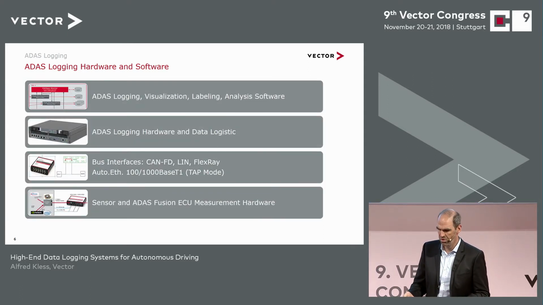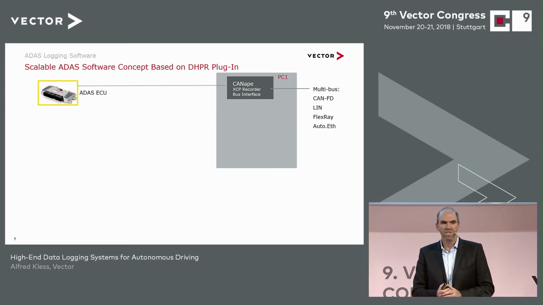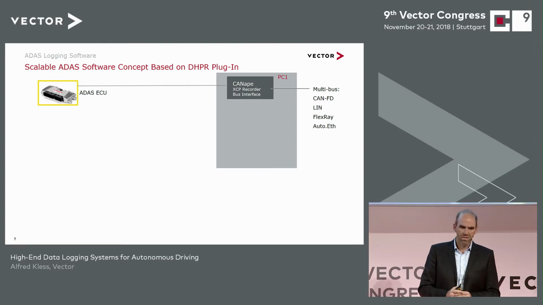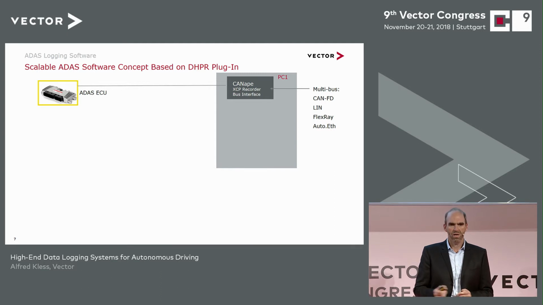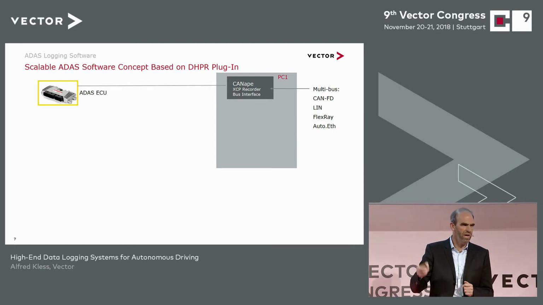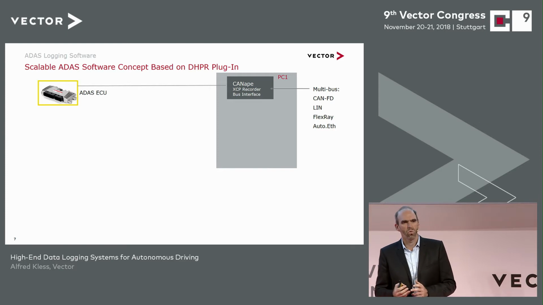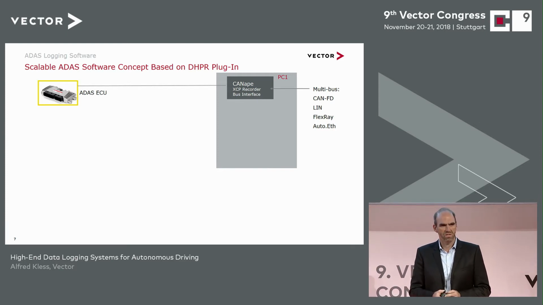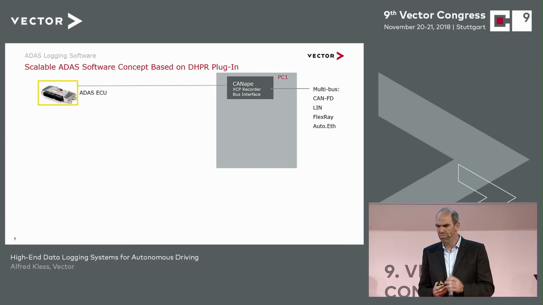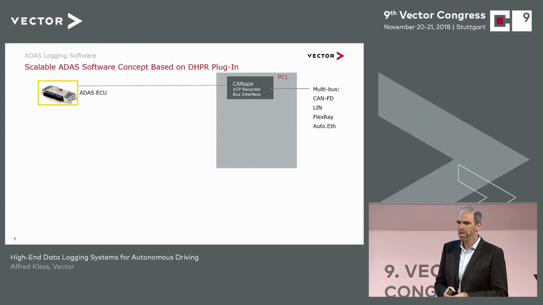Let's take a look at the inside now. What does the software look like? Our approach was we build a scalable software that also scales the hardware. If one computer is not enough, I place a second one. If that one is not enough, a third one. The goal being that one logging solution covers the basic requirements, the basic systems.